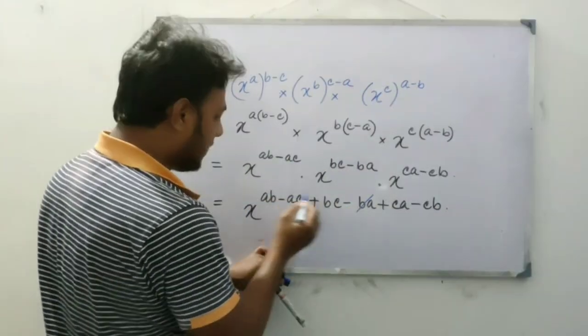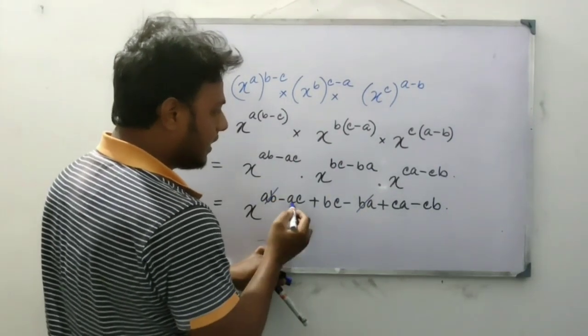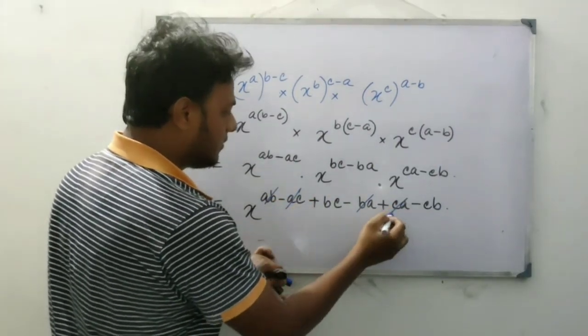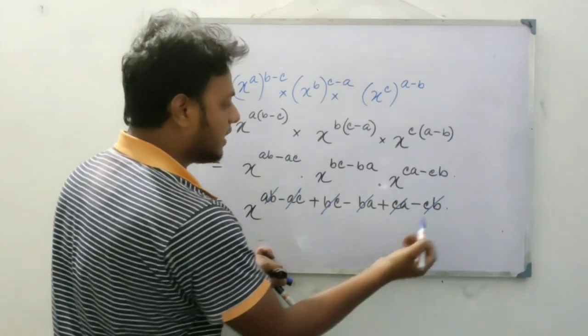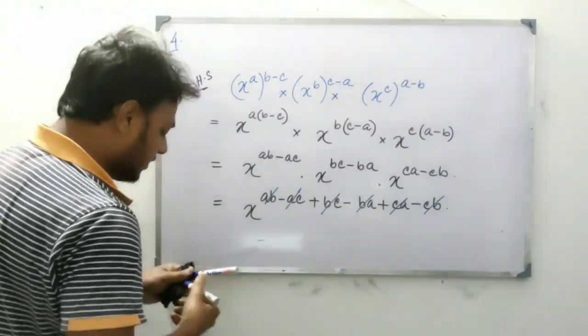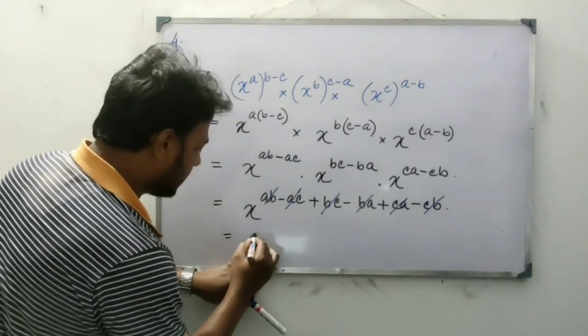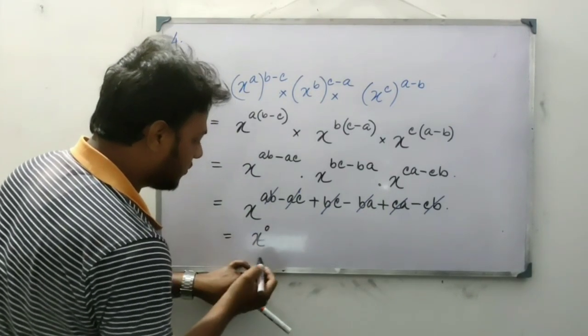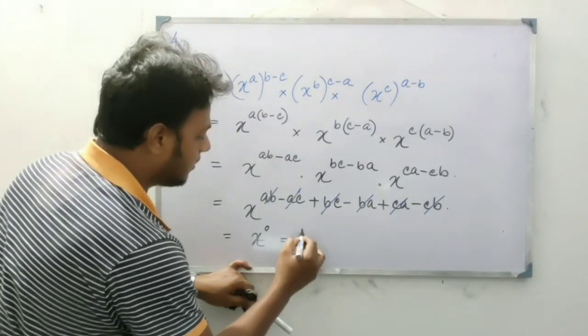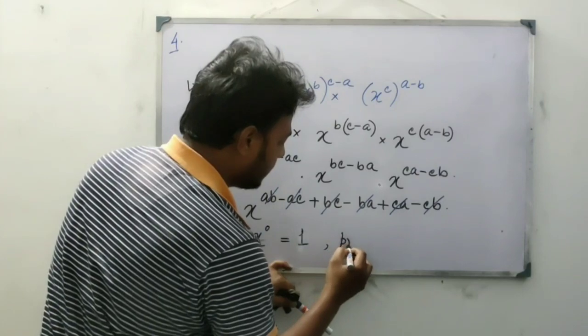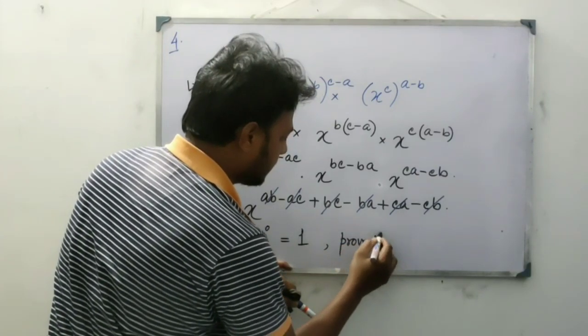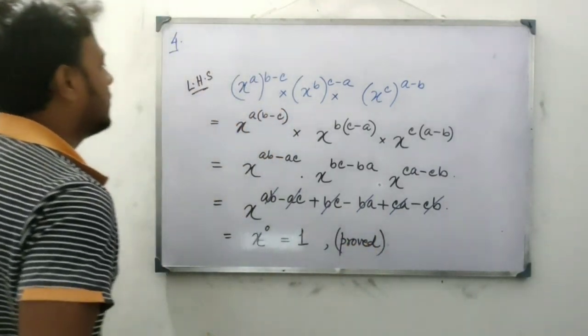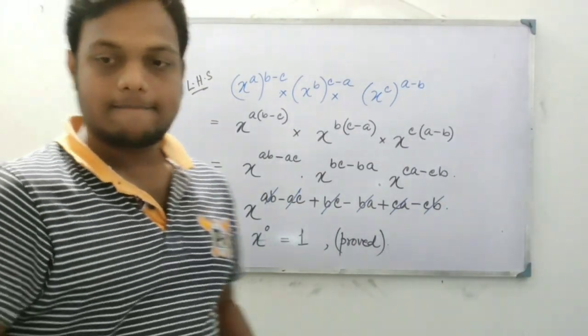Now look, here ab and this is ba. ba and ab are the same thing, and they are of opposite sign, so we can cancel out. ac and ca, opposite sign, cancel out. bc and cb are the same thing, cancel out. So the power is 0. Okay. In the case of addition, the power comes 0. x to the power 0 means 1. So this completes the proof. Okay. So this completes the fourth question.